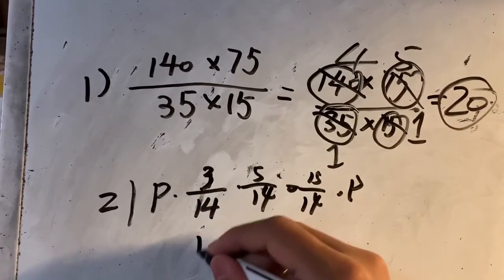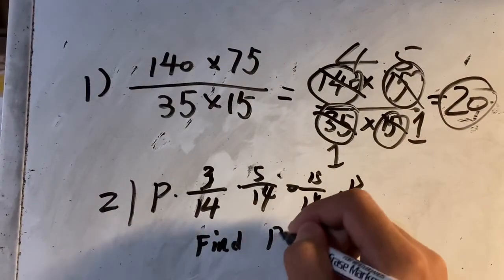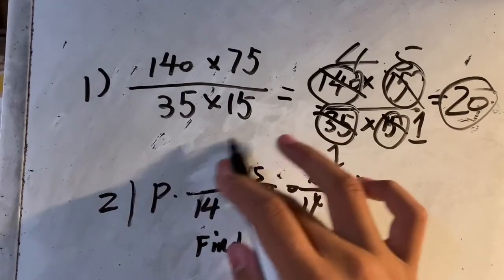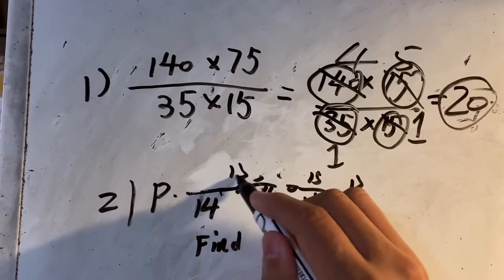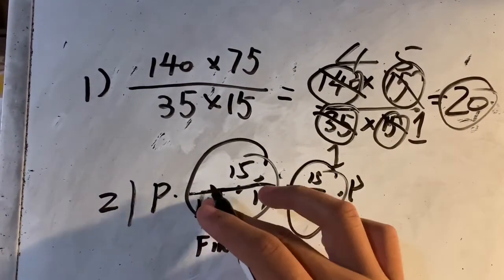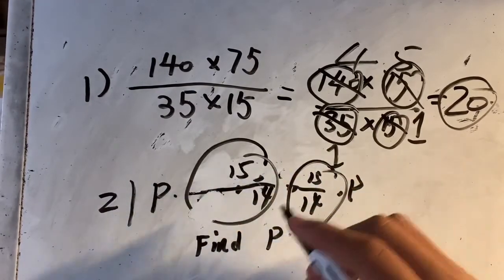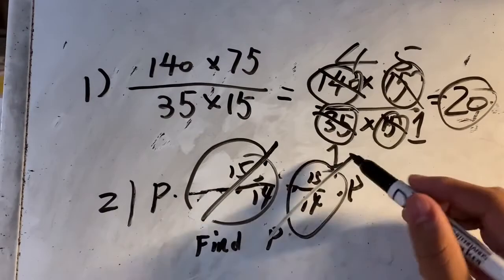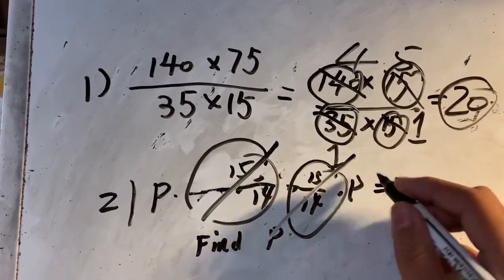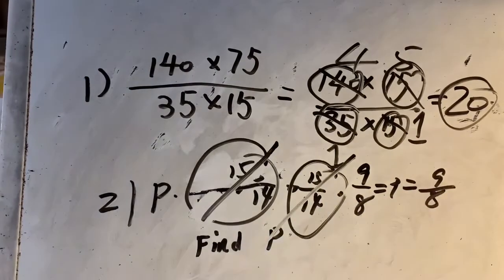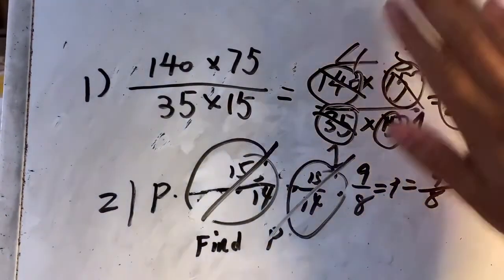Times p, find p. For this problem, it requires cancelling. So you know that here it is equal to 15 divided by 14. So we know that both sides have 15 divided by 14. So you can divide both sides by 15 divided by 14. So you can cancel them out and you get that p is equal to 9 divided by 8. This is the second problem.